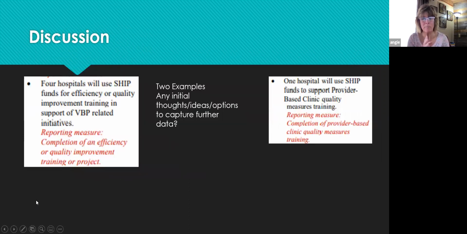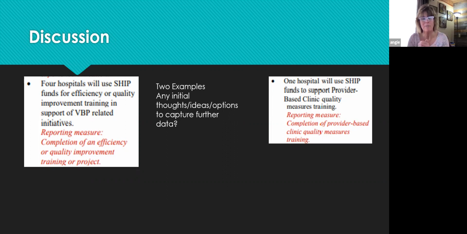All right, here's 2 more. And these were a little bit more interesting. So when you read them, they were both value-based purchasing related initiatives. Reporting measure is completion of an efficiency or quality improvement training project, or completion of provider-based clinic quality measure training. What would you guys write differently if you were going to collect some data?